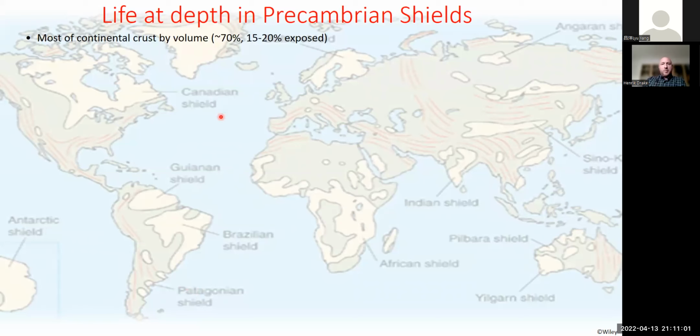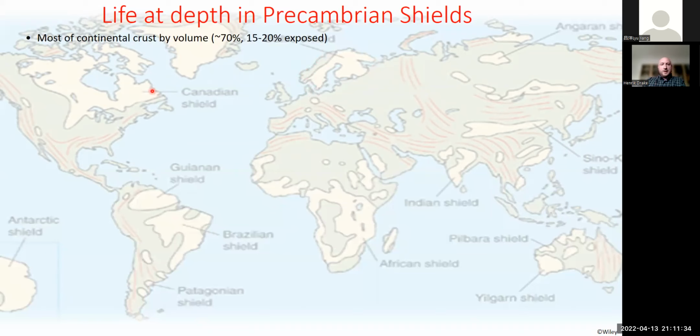So then we look into life at depth in the Precambrian Shields. Most of the crust by volume is composed of these Precambrian rocks, but at the moment only about 15 to 20% are exposed, because there are sedimentary covers on top of them. One of these cratonic shields is the Baltic Shield or Fennoscandian Shield, where I'm right now in the southern part, and this is where I've done most of my studies, because this is where I have my field sites.